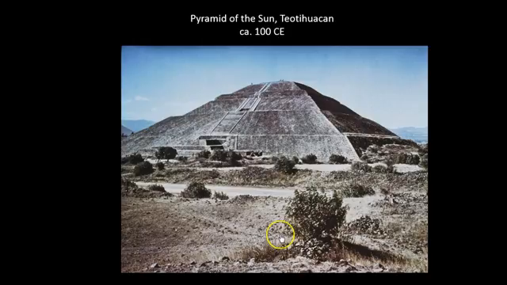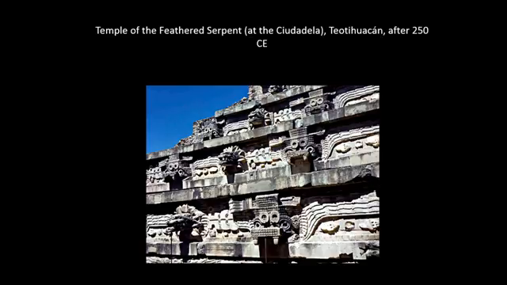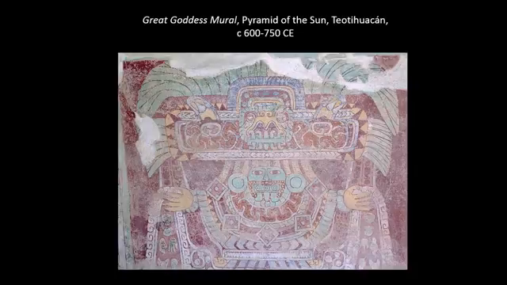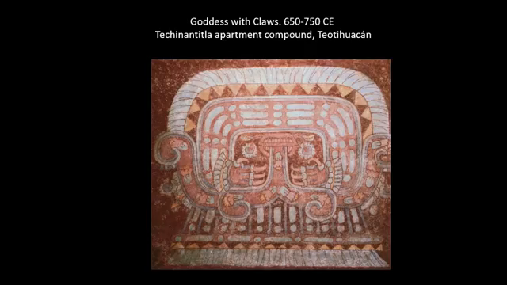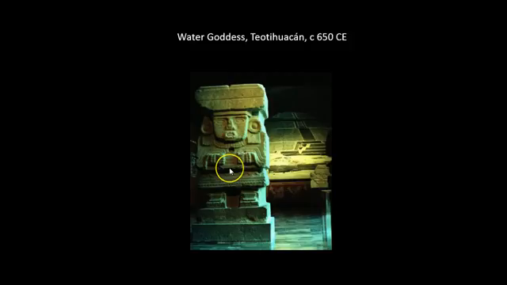The larger temples, like the pyramids of the sun and moon, were built over caves within which sacred artworks were stored, such as the sculptures and frescoes that we're going to be seeing shortly. Let's see if I can find some of those. There's one sculpture, the water goddess sculpture, which we'll probably see again later, and some frescoes as well. So these were found in caves underneath those temples. Some of them are found in apartment complexes nearby, though.